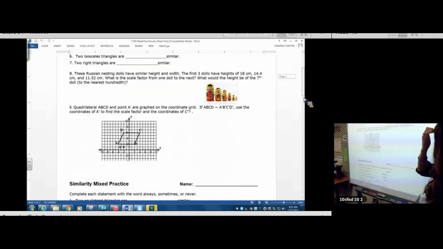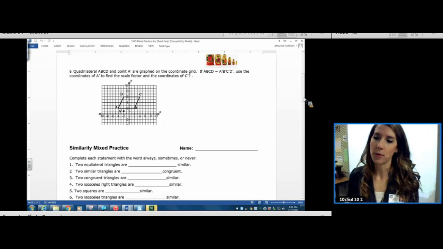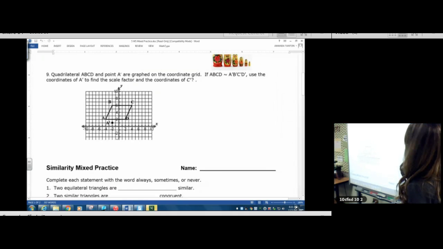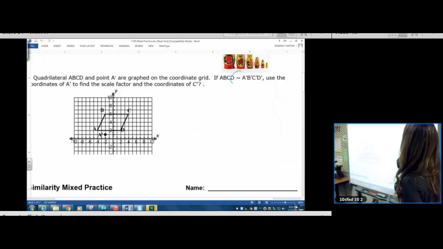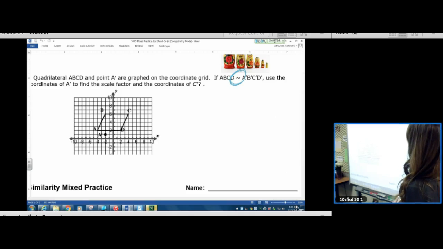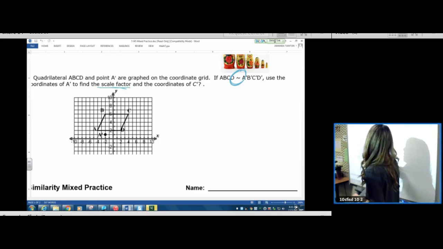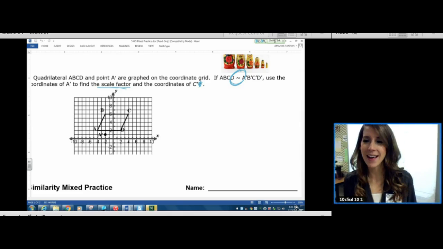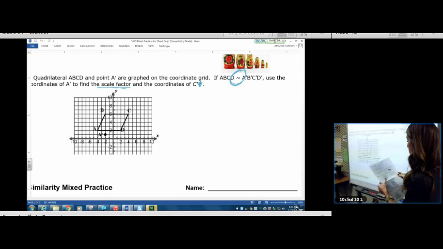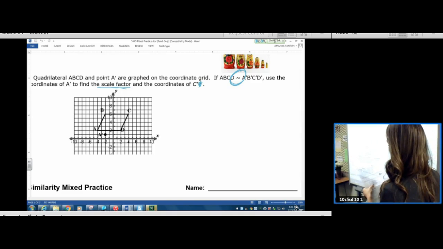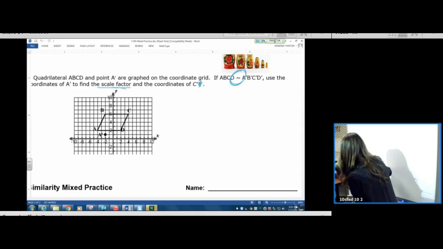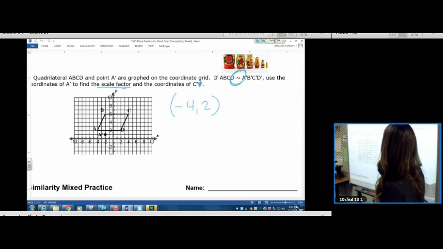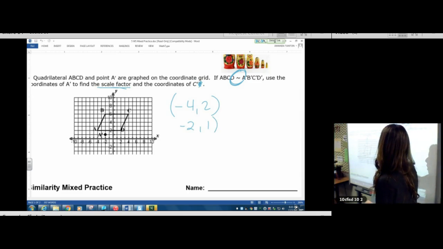Okay. Quadrilateral ABCD and point A prime are graphed on the coordinate grid. Let's see if we can zoom in a little bit. If these two quadrilaterals are similar, use the coordinates of A prime to find the scale factor and the coordinates of C prime. Sorry, I didn't mean to have a question mark there. Obviously, that was a command, not a question. All right, so what are the coordinates of A and what are the coordinates of A prime? The coordinates of A are -4, 2. And the coordinates of A prime are -2, 1.